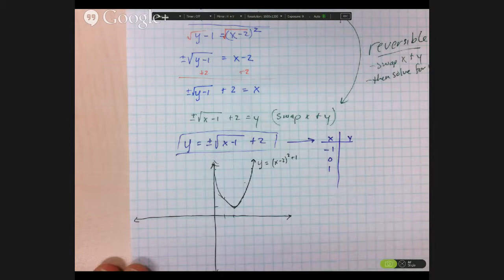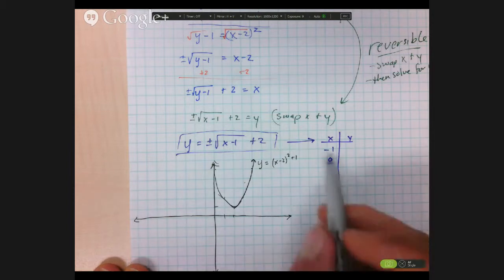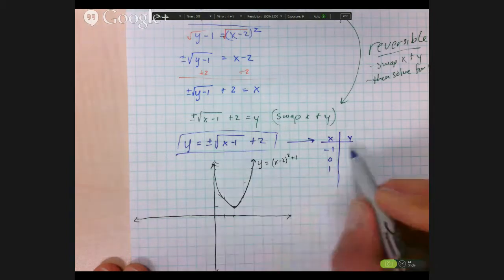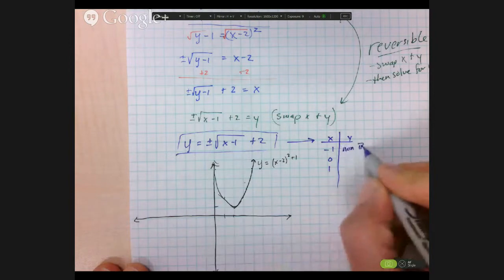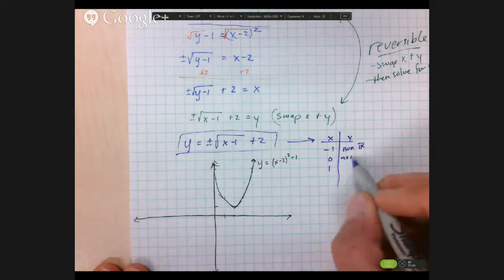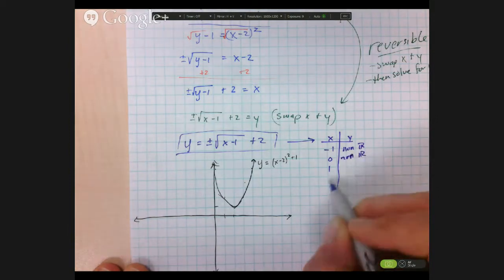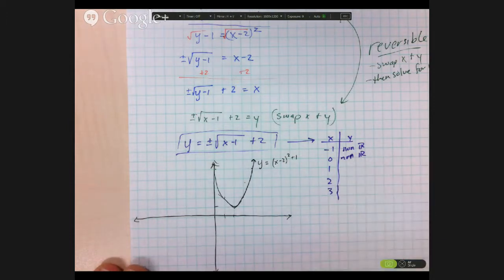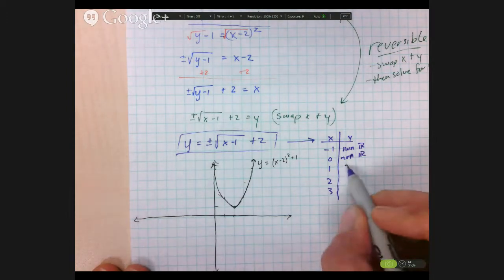What happens if I plug -1 in? What is -1 minus 1? Okay, can I take the square root of a negative? Okay. That's non-real, so we're not going to worry about it. How about 0? Yeah, not real. Okay, now 1, 2, and 3 are where we're going to get some good answers. This should be 2, right? If you plug 1 in.